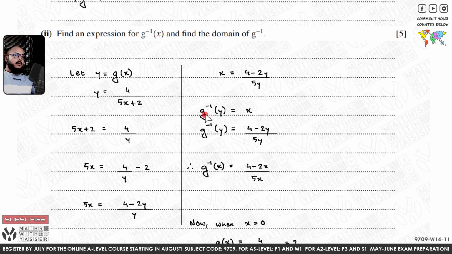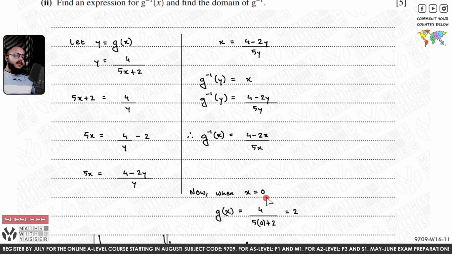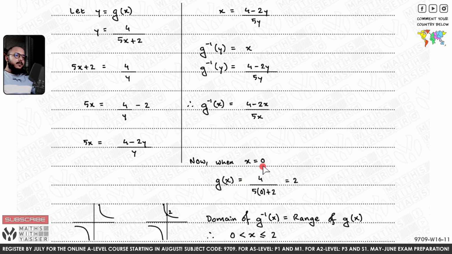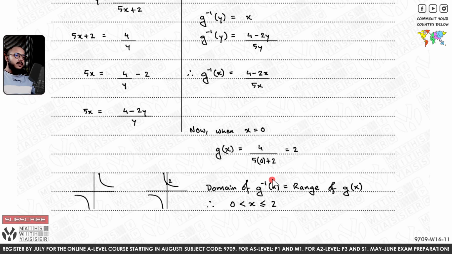Now, since y equals g(x), that means g inverse of y equals x. Therefore, g inverse of y equals 4 minus 2y over 5y. Therefore, g inverse of x must be 4 minus 2x over 5x. Now, when x equals 0, let's find out what is the range of g(x). So when x equals 0, g(x) equals 4 over 5 times 0 plus 2, which gives us 2. The reason why we did this is because the domain of g inverse is the range of g(x).